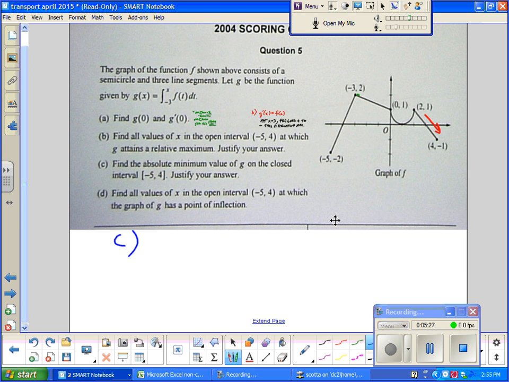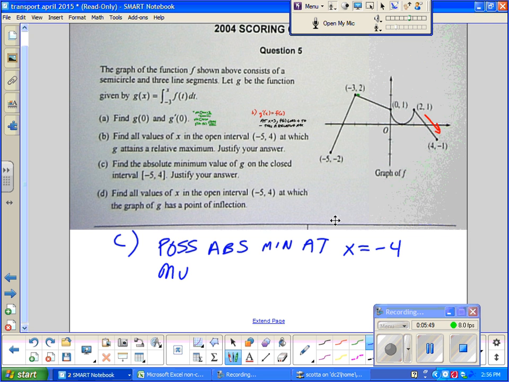So one thing I would identify as a possible absolute min, and again, negative to positive. I'm thinking of the curve, right? Negative to positive will make a min. So I look there, and you guys agree it happens at x equals -4? All right, must check endpoints.